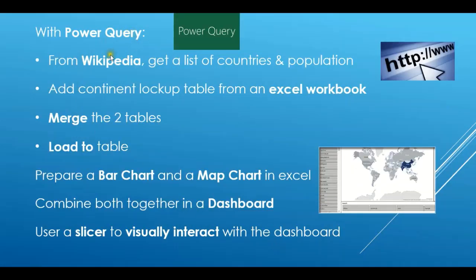We used Power Query to get information from Wikipedia, and we used also a lookup table from an Excel workbook. We merged both together. We loaded to an Excel table, and then we prepared a chart and a map chart. We combined a dashboard, and we used a slicer to visually interact with the dashboard.